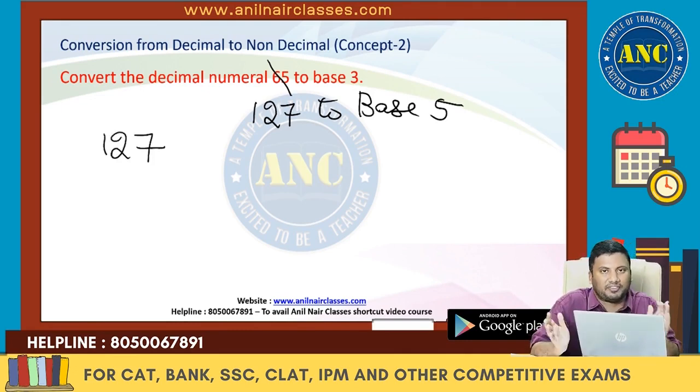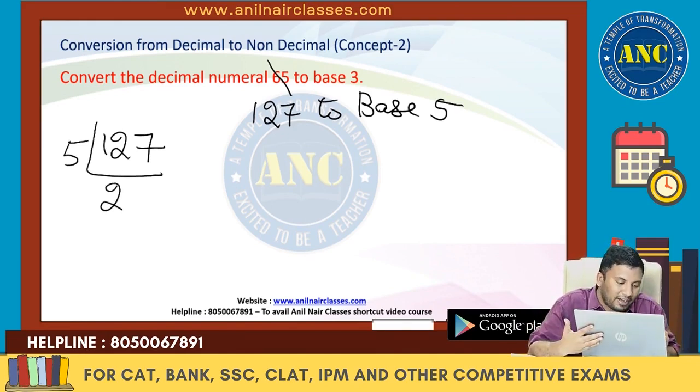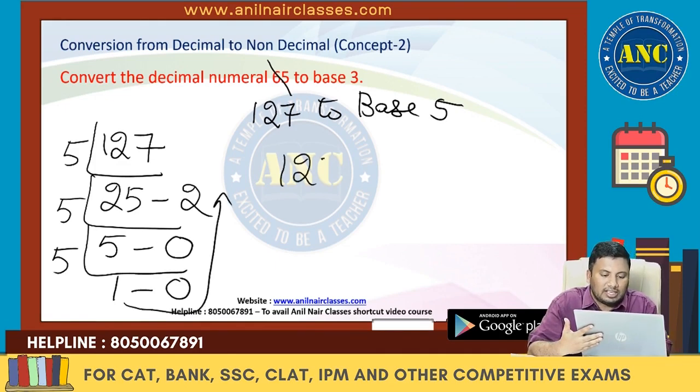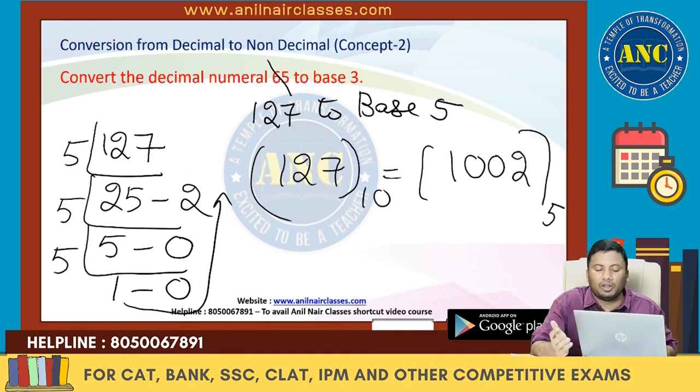127 in base system 5. Non-Anil Nair students will solve it like this. They think that everything is available in textbooks. Even textbooks can be questioned. 5 25s are 125. Remainder is 2. 5 5s are 25. Remainder is 0. 5 1s are 5. Remainder is 0. I will go till the value. 127 in base system 10 is nothing but 1002 in base system 5. Are you all with me?